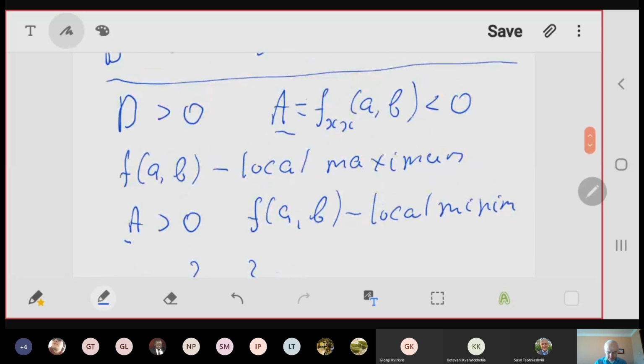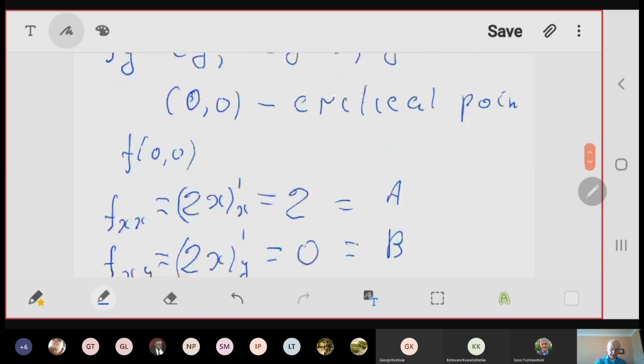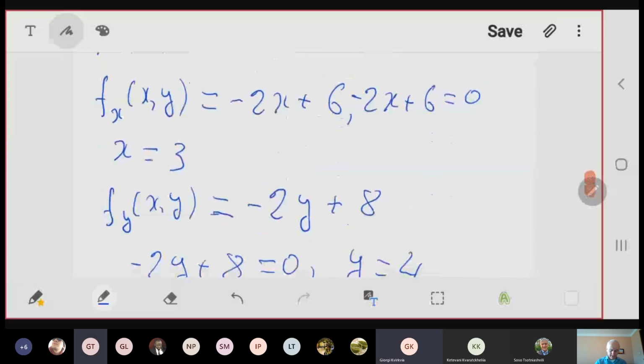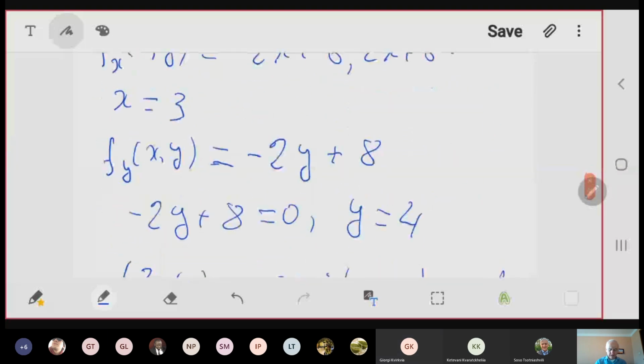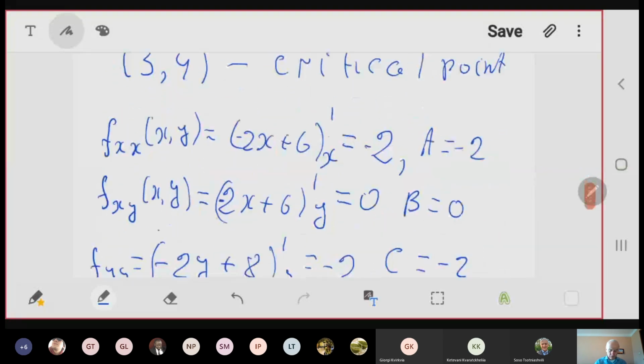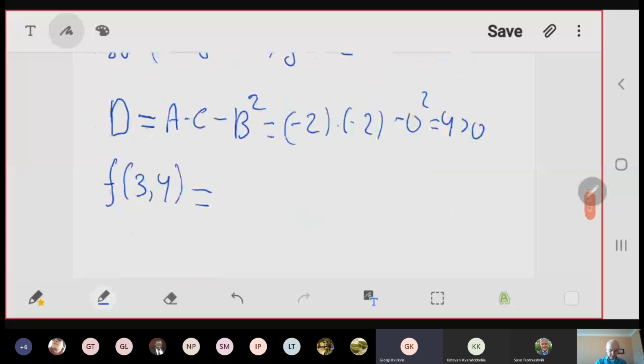Look, in the first case, when A is positive, it is a local minimum, and when A is negative, it is a local maximum. Now, in our case, what is A? A is minus 2. It's less than 0. Less than 0 means that it's a local maximum.